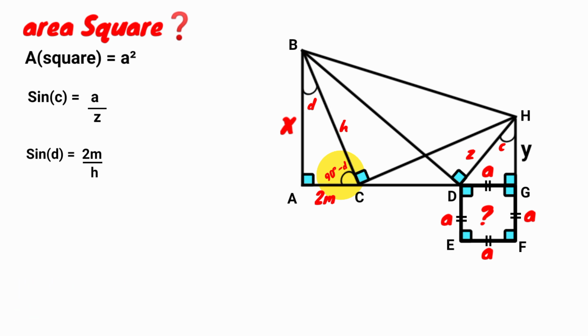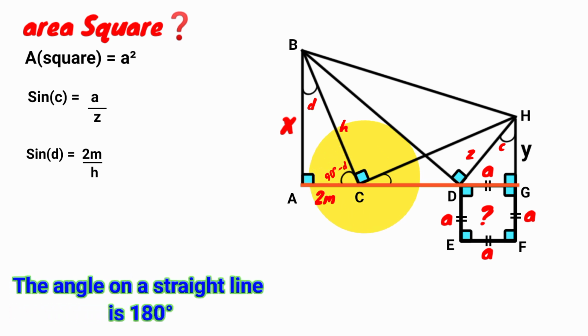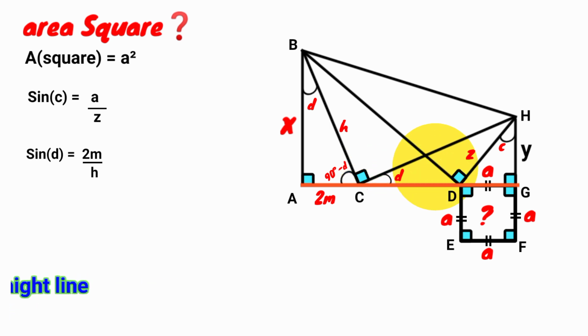If you look at this angle, this and this, they are lying on the same straight line, and we know the angle on a straight line is 180 degrees. So based on that, since this is 90 degrees minus D and this is 90 degrees, to balance it, this must be D. Here also, if we follow the same steps, since this angle is C and this is 90 degrees, this must be 90 degrees minus C and this C.